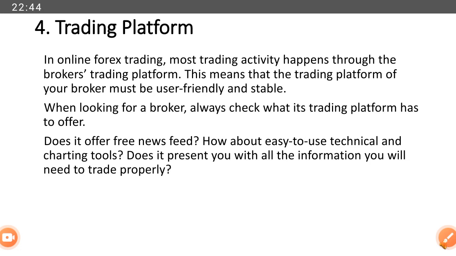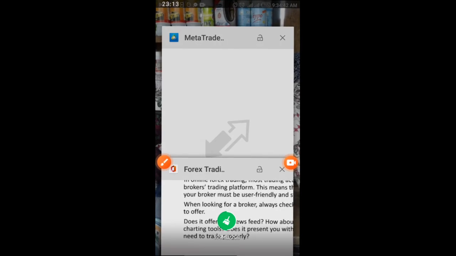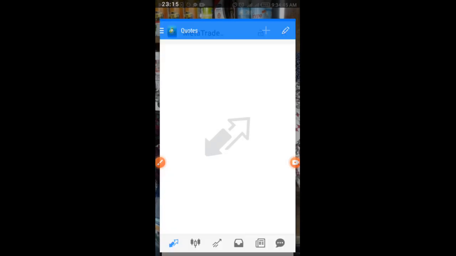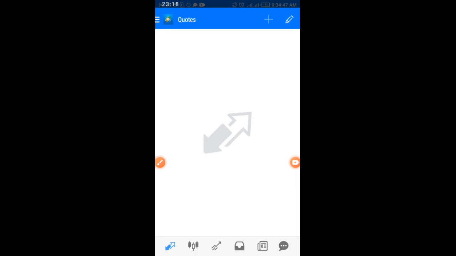Now, a lot of forex brokers use what I call the MetaTrader 4, MT4. A lot of them now customize it for themselves, but it's still the same MetaTrader 4. That's what we use to trade forex. Here, let me show you a MetaTrader 4 here. This is MetaTrader 4.